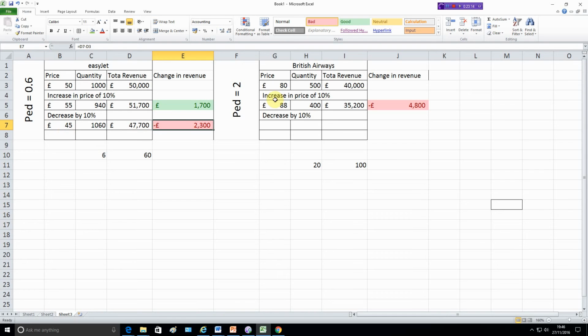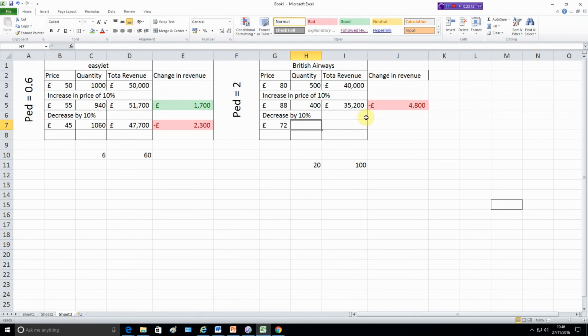On the other hand, let's have a look at British Airways. They've decreased by 10%. The old fare was £80. What is 10% of 80 quid? 10% of 80 quid is £8. And what would be the new price then? 80 less 8, so £72. Well done. Okay.